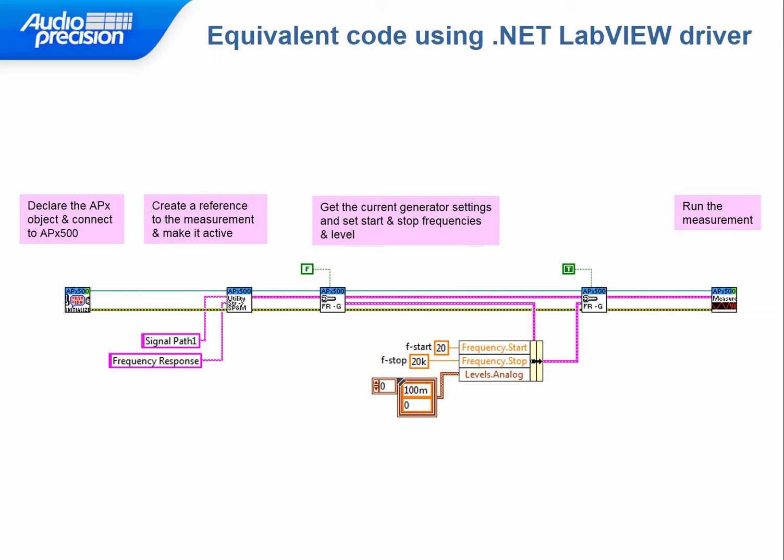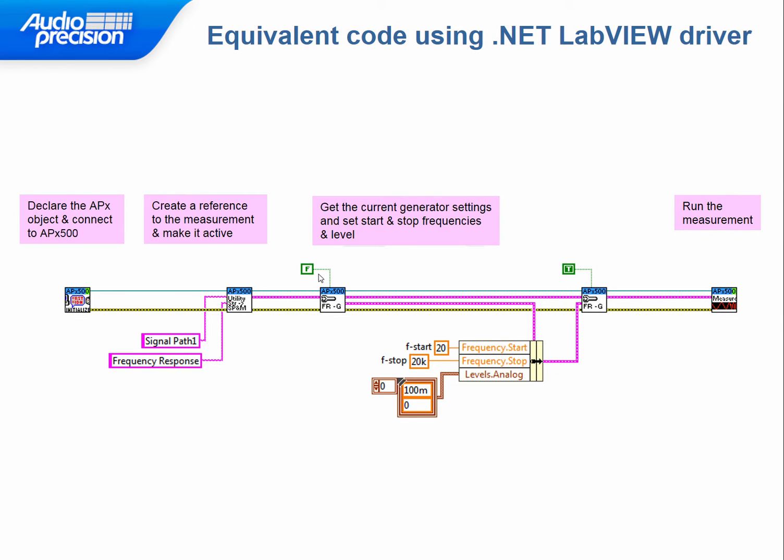Now let's look at the equivalent code using VIs from our .NET-based LabVIEW driver. So first we have a VI called open that declares the APx object and connects to it. There's an option on there to start with the software, the GUI, visible or invisible. It's visible by default. Next, we create a reference to the measurement and make it active. So we're referencing frequency response measurement in signal path 1.